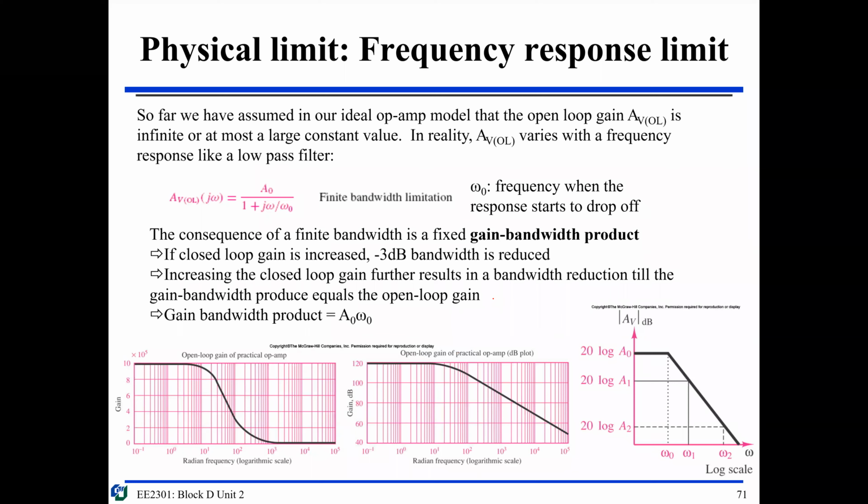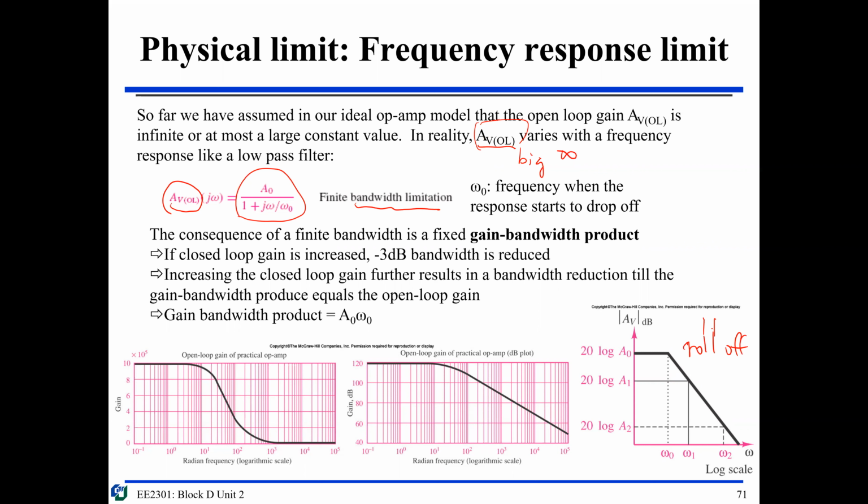So that's one thing. Frequency response limit, okay? In reality, we say this is a very big number. It's infinity ideally, but in reality, this magnitude of the open loop amplification is like a low pass filter here. So there is also a finite bandwidth. If the omega is too big, then the AV will be small, will roll off. So this is called a roll off.